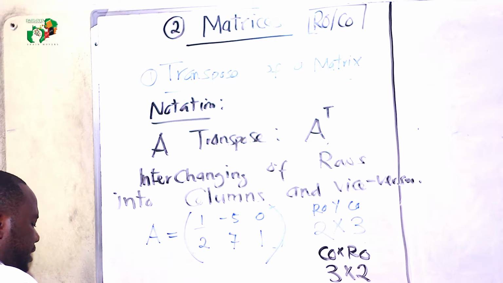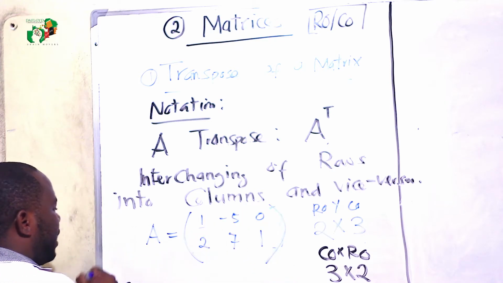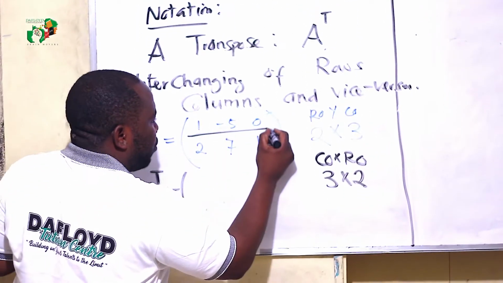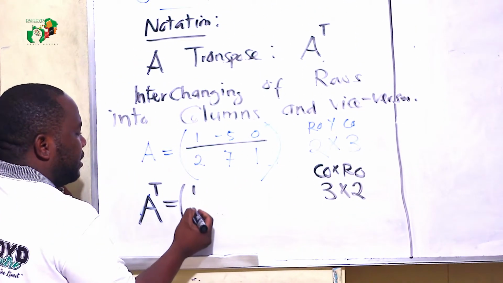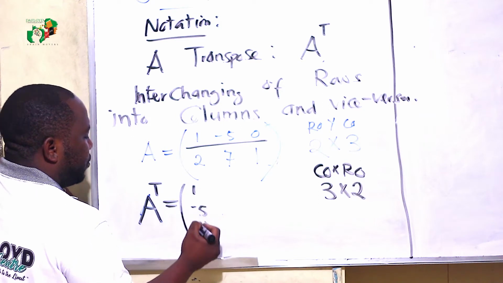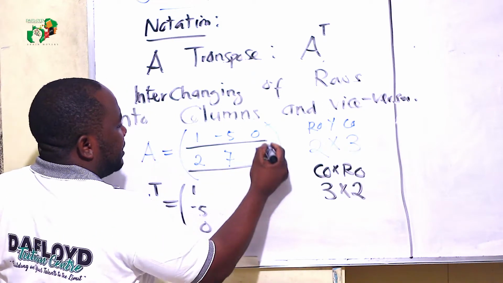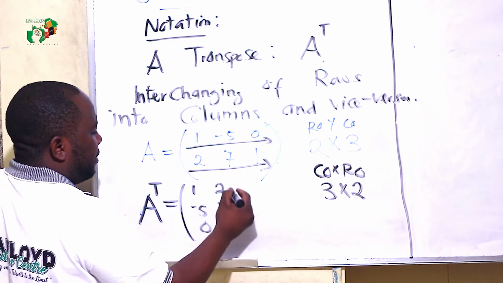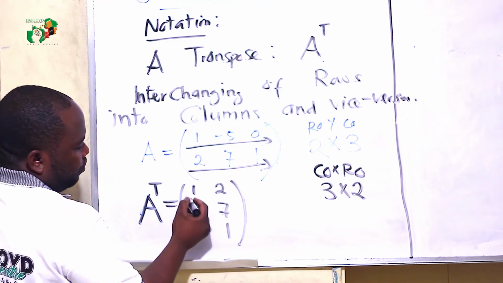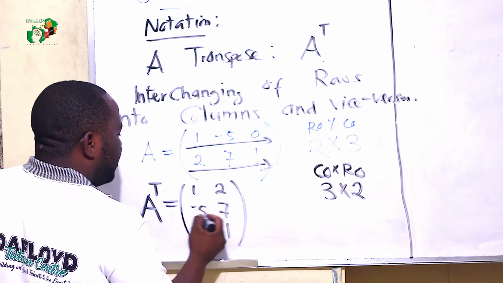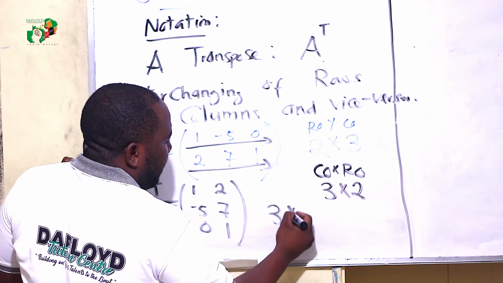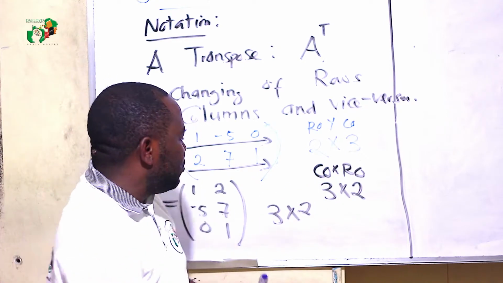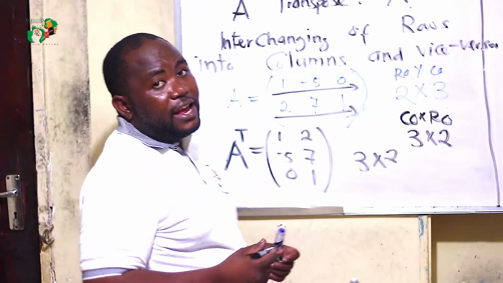So our answer will be: we change this row into a column. A transpose will be equal to this row changed into a column: 1, -5, 0. This row, we change it into a column: 2, 7, 1. Meaning, the order of this will be 3 by 2. So we just swapped. The rows have changed into columns. So this is our A transpose.